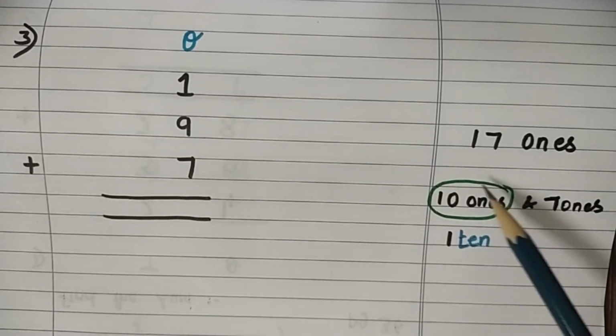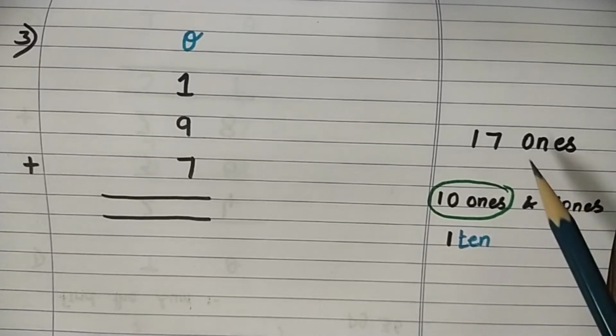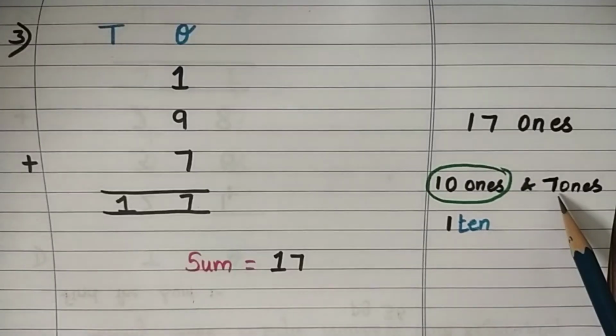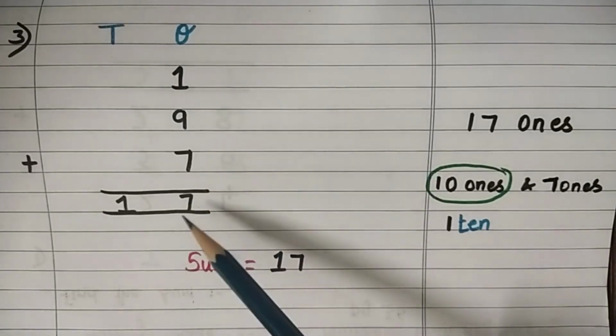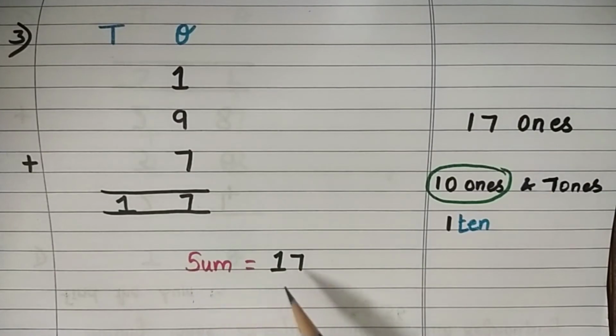When you put 10 ones together, it makes a 1 ten, and 7 ones. So 17 ones is 1 ten and 7 ones. Write 7 in the ones column and 1 in the tens column. Therefore, sum equal to 17.